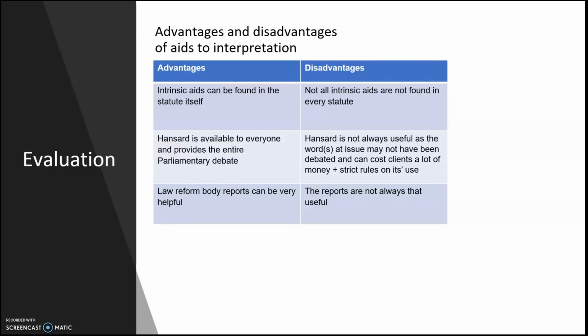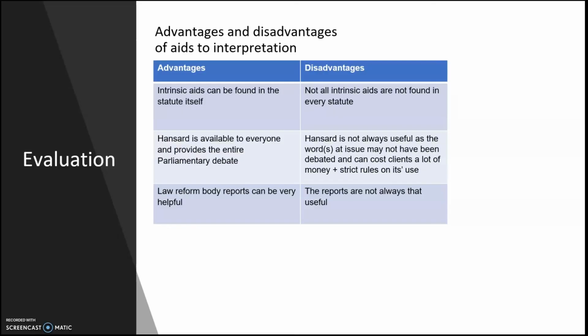The second advantage is Hansard is available to everyone and provides the entire parliamentary debate, so it can be really, really helpful. As we said, since Pepper v Hart 1992, judges can now use this with the proviso that there are some specific rules as to when you can use it. But it can be really helpful, particularly for the mischief and purposive approach and trying to find out what that mischief or purpose was.